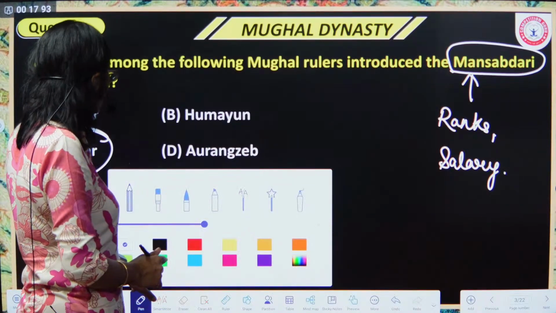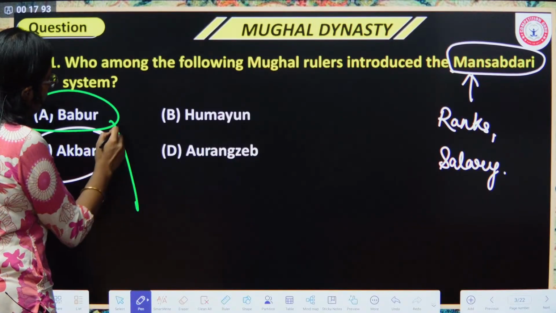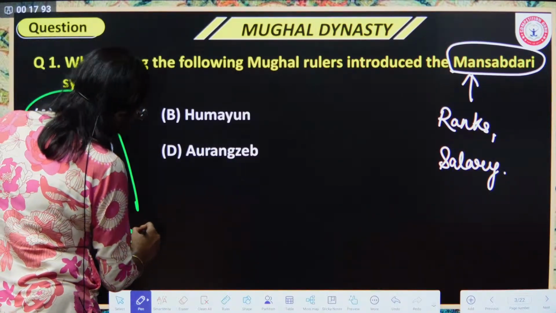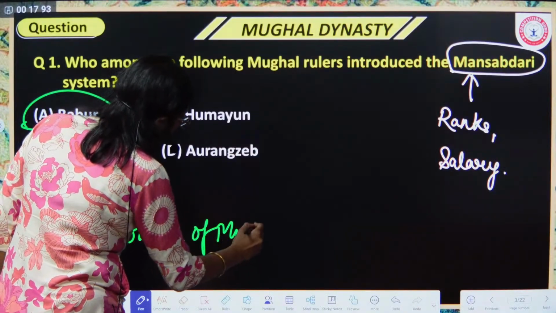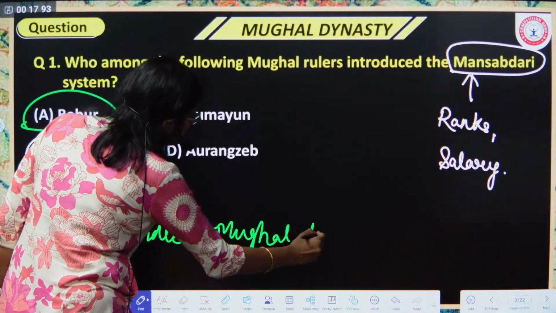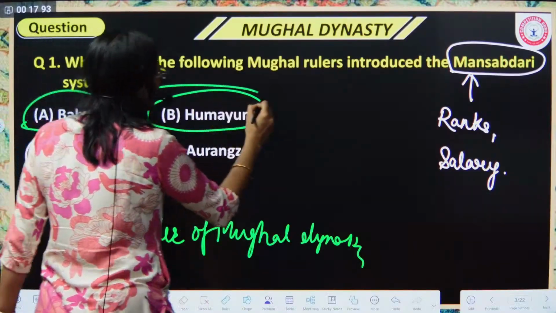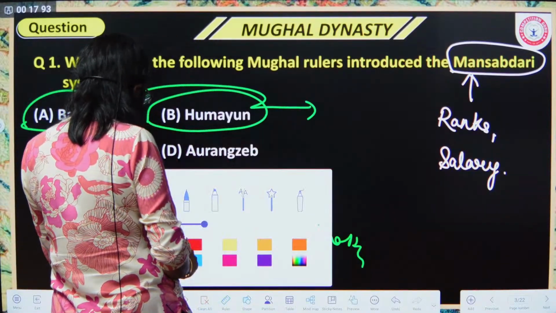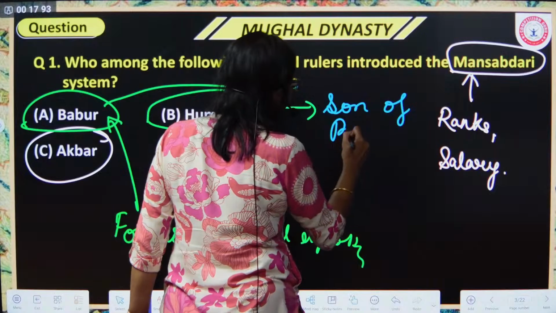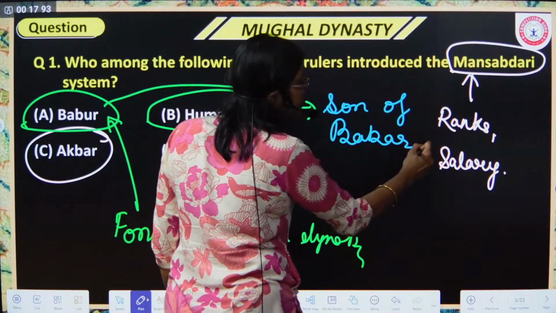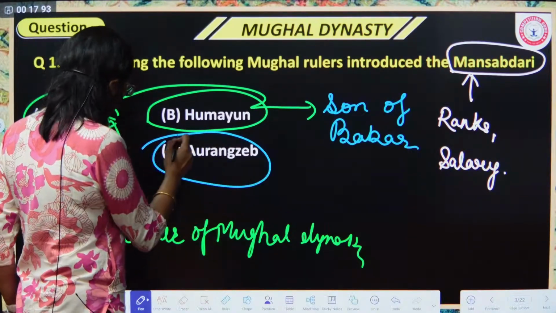But let us discuss some other persons also, like Babur. Babur was the founder of the Mughal Dynasty, right? Humayun, son of Babur, right? And the second ruler of the Mughal dynasty.